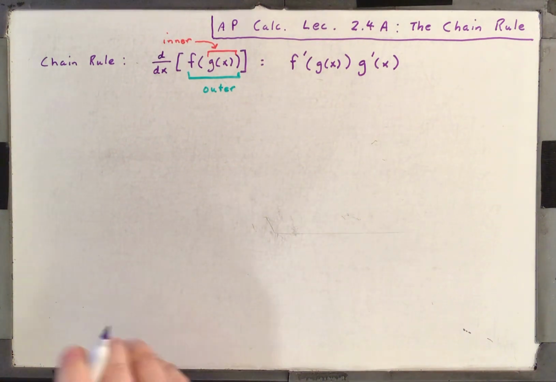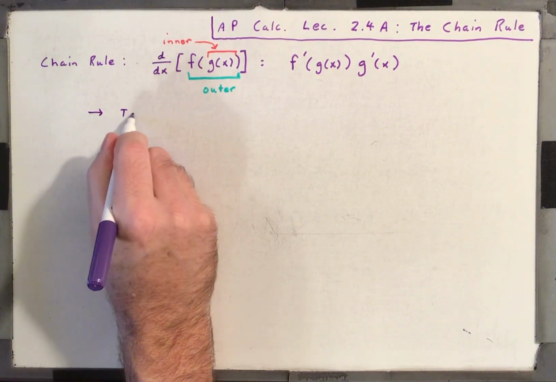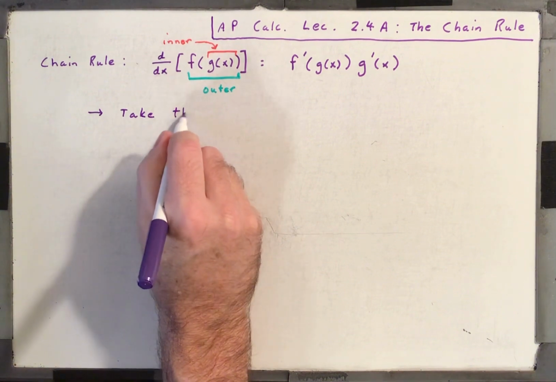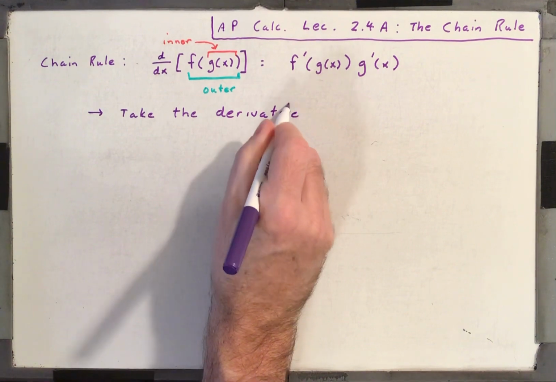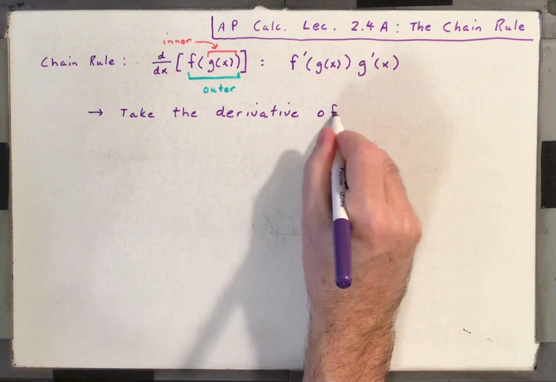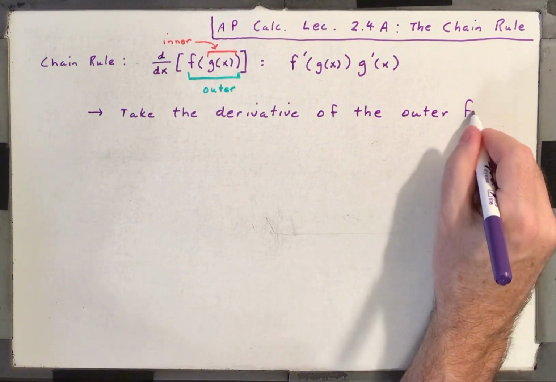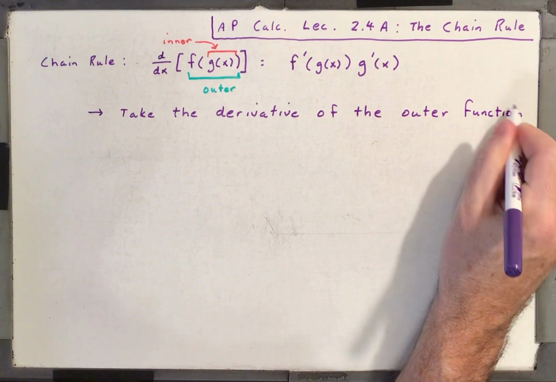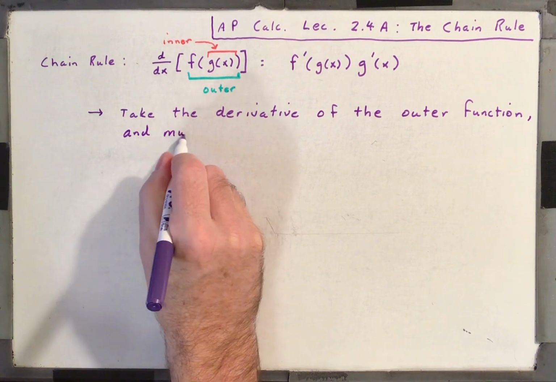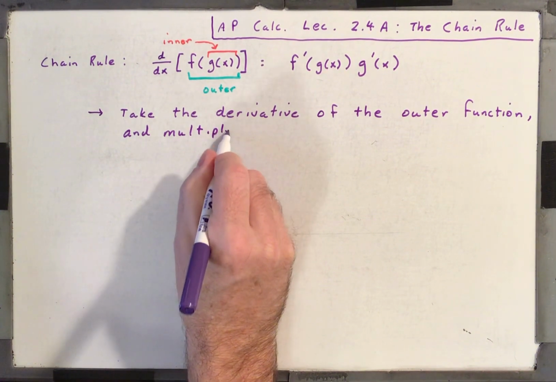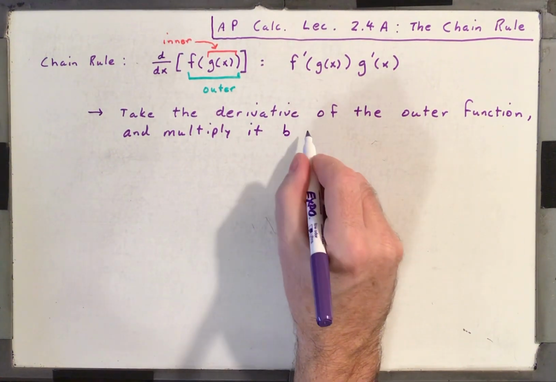Okay, but it's probably easier to learn if you just learn this sentence. Take the derivative of the outer function and multiply it by the derivative of the inner function.